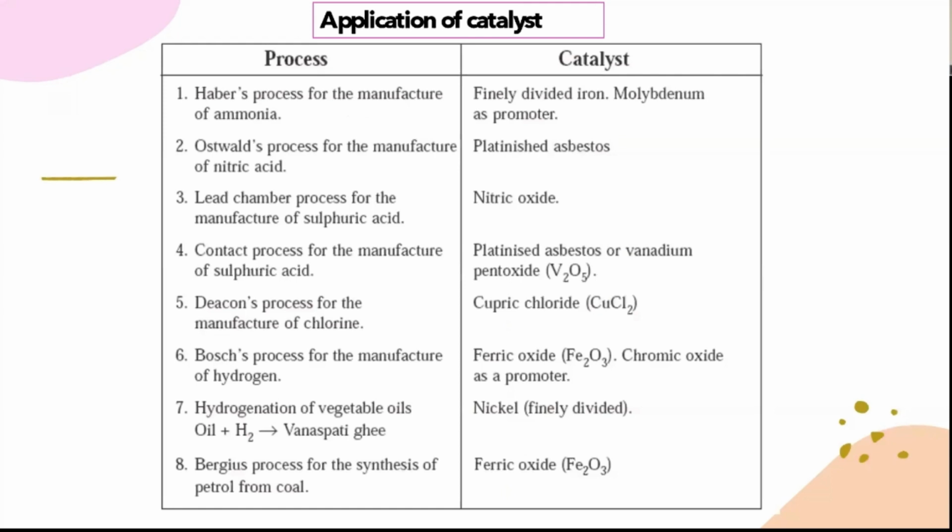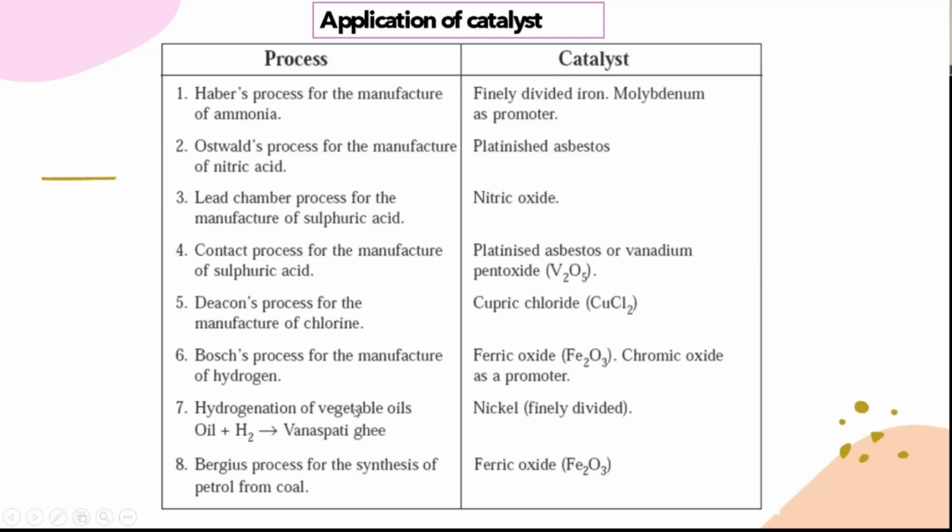So the application of catalysts, there are many applications. We are just giving very few examples. In Haber's process, the manufacture of ammonia, iron is acting as a catalyst. In Ostwald process, where we manufacture nitric acid, platinized asbestos is used as a catalyst. Lead chamber process for manufacture of sulfuric acid, nitric oxide. Contact process for the manufacture of sulfuric acid, we use vanadium pentoxide or platinized asbestos. Deacon's process for the manufacture of chlorine, we use cupric chloride. Bosch process for manufacture of hydrogen, we use ferric oxide.